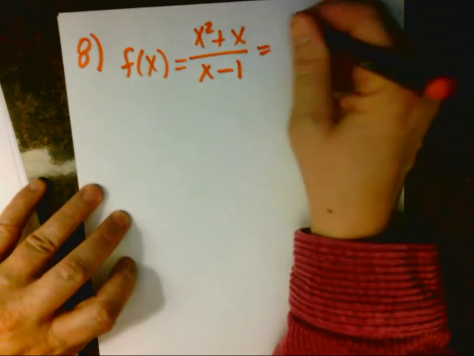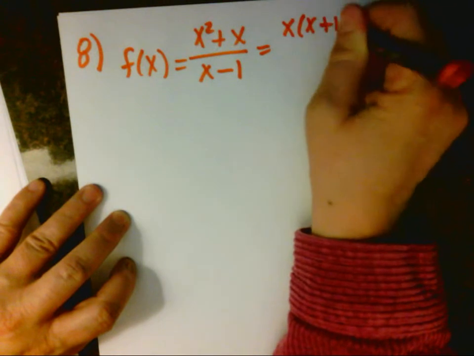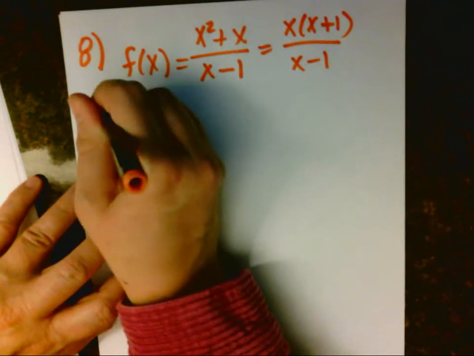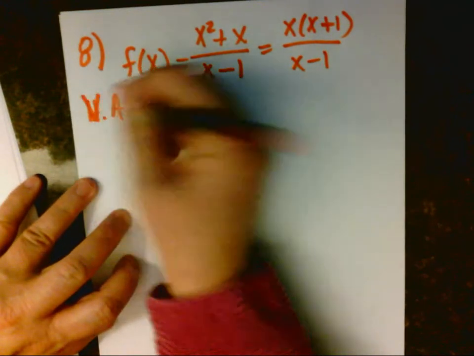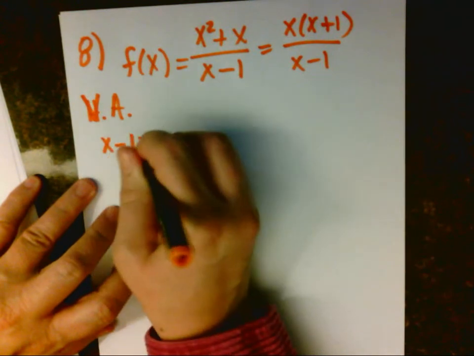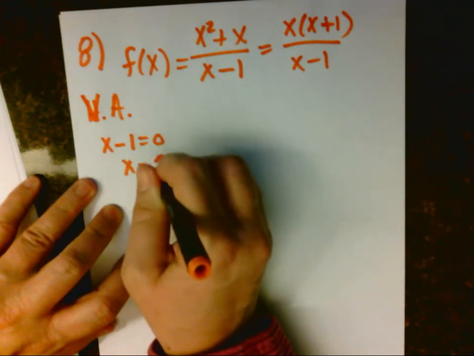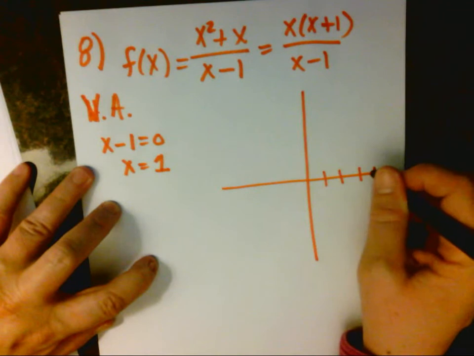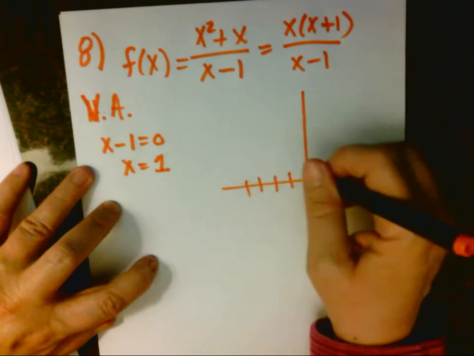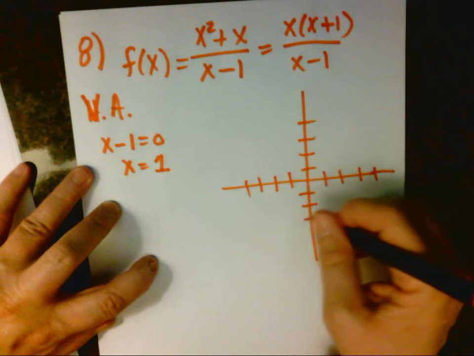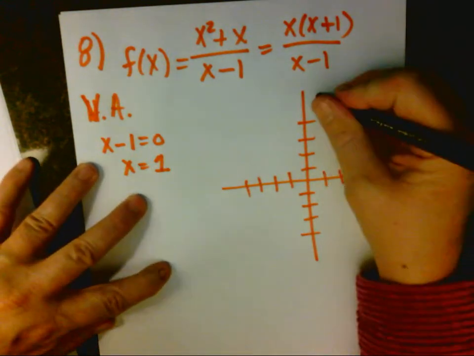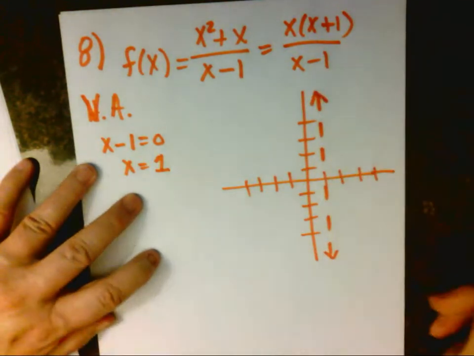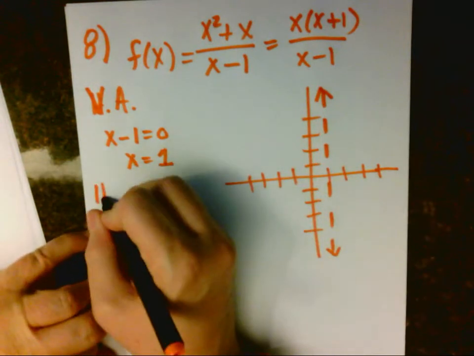All right, first of all, this numerator factors to x times x plus 1 over x minus 1, and that might be helpful. Okay, we begin this like we do all by looking for the vertical asymptotes. We do that by setting the denominator equal to 0. And we have a vertical asymptote when x is equal to 1. Draw a dotted line for the vertical and the horizontal. All asymptotes are dotted.